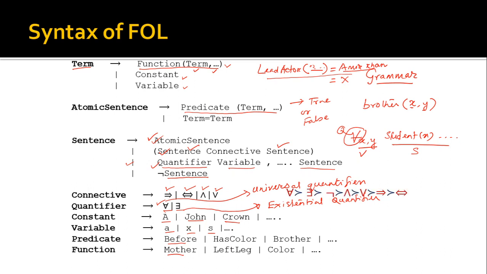And of course there are precedence relationships between these operators. So as you can see, for all will be processed first, then there exists, then negation, then logical and, logical or, followed by the forward implication, and then both-way implication.